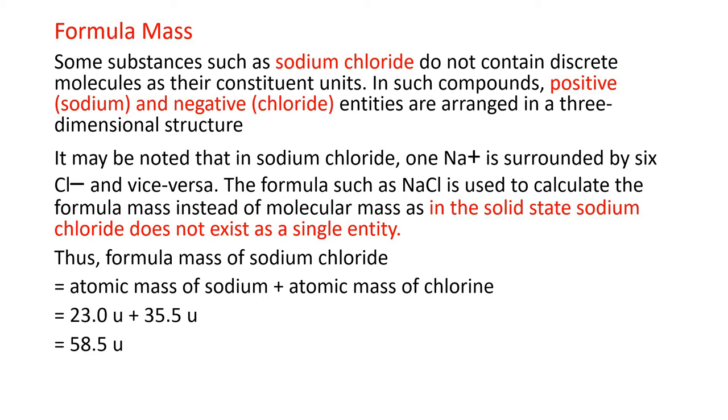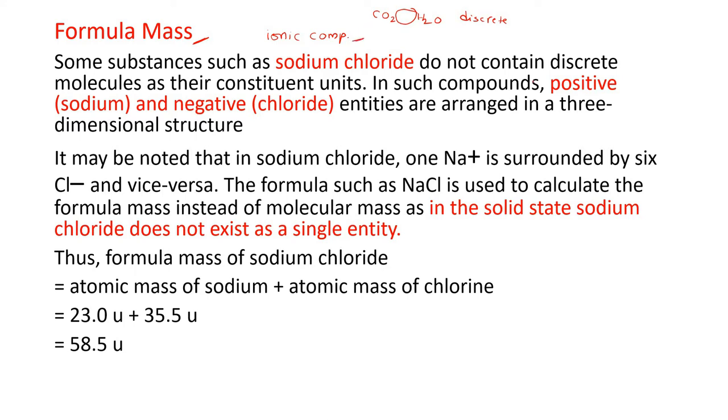We continue that previous topic, formula mass. We use formula mass especially for ionic compounds. Why? Because normal compounds, like carbon dioxide and H2O, are actually discrete molecules. That means the bonding force here is only van der Waals force, which is not significant for us.